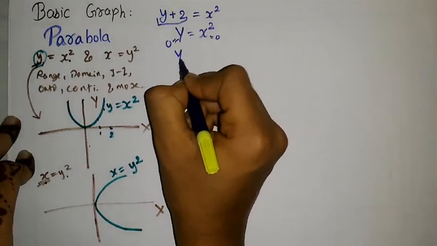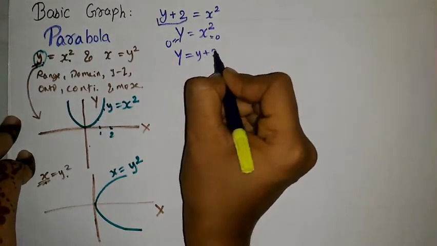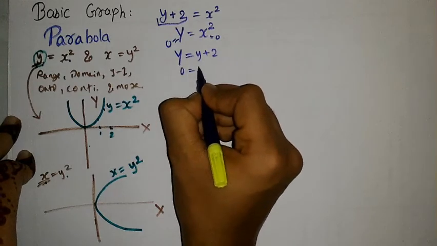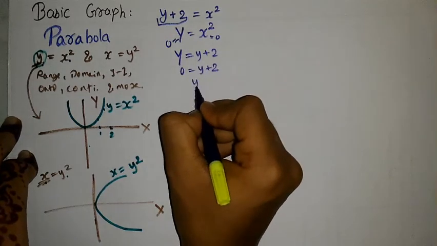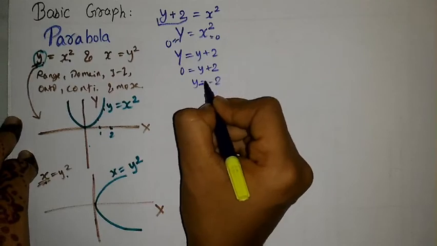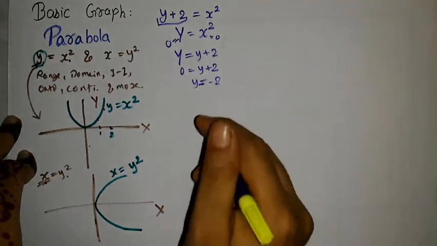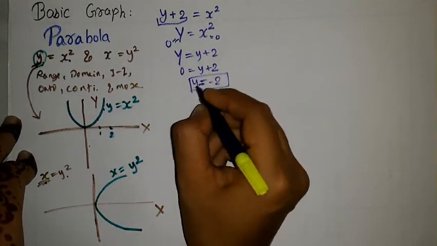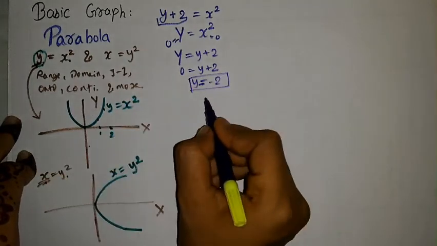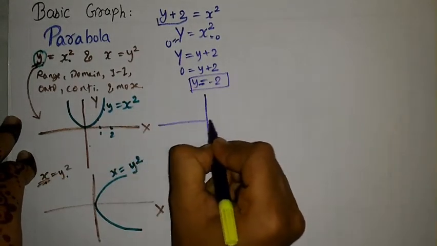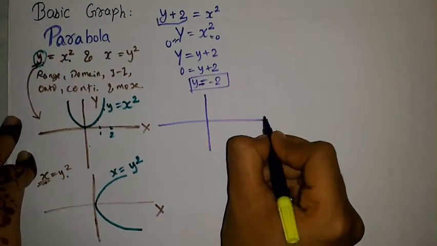So we have assumed capital Y is equal to y plus 2. When we put this equal to 0, we get 0 is equal to y plus 2, so y is equal to minus 2. What we come to know from this is that the graph will be shifted to y is equal to minus 2. This is y is equal to 0.